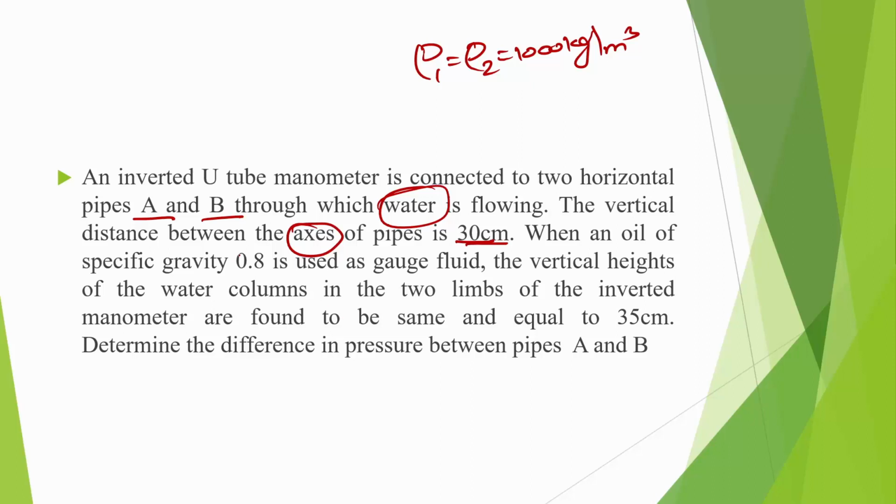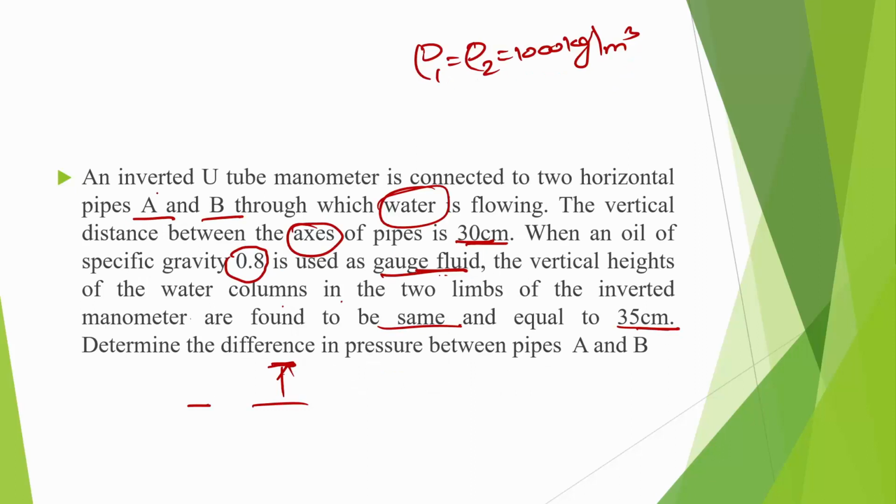When an oil of specific gravity 0.8 is used as the gauge fluid, that is a manometric fluid, the vertical height of the water column in the two limbs of the inverted manometer are found to be same and equal to 35. So the vertical height of the water columns in the two limbs, that is the difference between the water level in the two limbs, is 35. Determine the difference in pressure between pipes A and B.